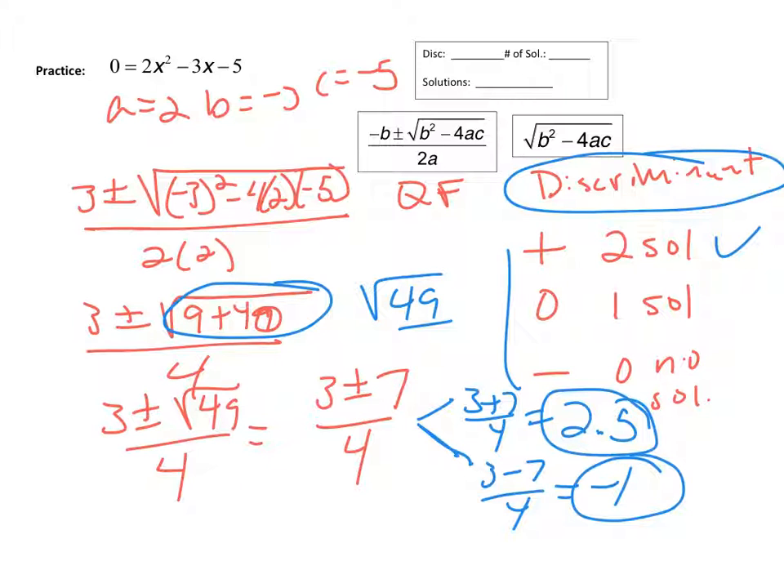So we used the quadratic formula. We found the discriminant, gave us a positive number, which told us we're going to have two solutions. We continued solving then, and we actually found two solutions. We lucked out in the fact that the discriminant was a perfect square, so we just took the square root of 49, which gave us 7. And then we were able to solve it twice, once with a positive value, once with a negative value, and we got solutions of 2.5 and negative 1.